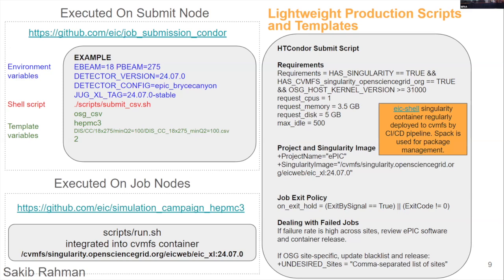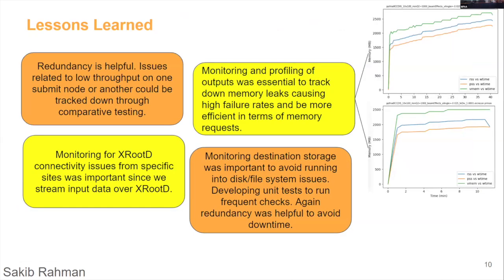All right, so lessons learned. Redundancy is helpful. There's been times where we've had issues related to low throughput on one submit node or another, and we could track it down through comparative testing. Monitoring and profiling of the outputs was essential to track down a memory leak. We had this one, and I put the example here. We can see in our reconstruction software the memory was just creeping up over time. Then we identified the bug and fixed it, and now it's below 2 gigabytes or so for the entire duration that it runs.